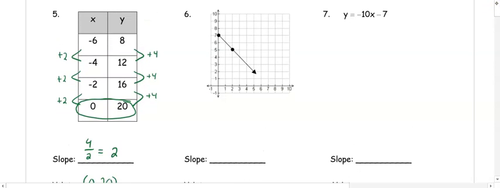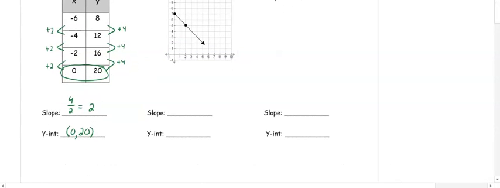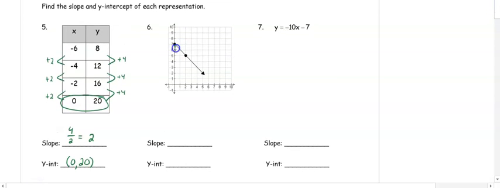In number 6, our line is going down from left to right, so that means we are going to have a negative slope. From my coordinates, I want to see how much did I go down, how much did I go over. So you can count your grid lines. We went down 1, 2, so -2, and we went over 1, 2. So our slope is -2 over 2, which reduces to -1.